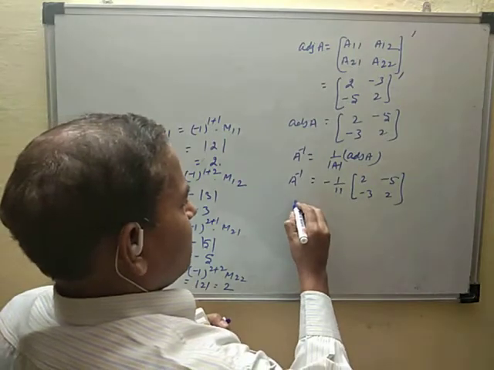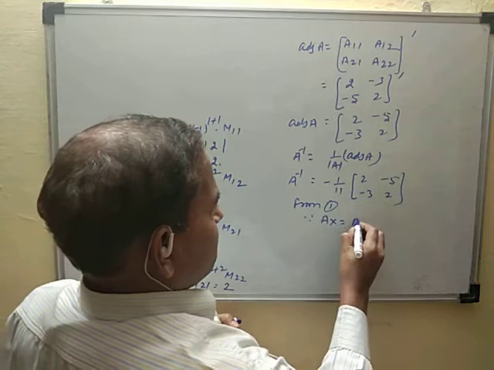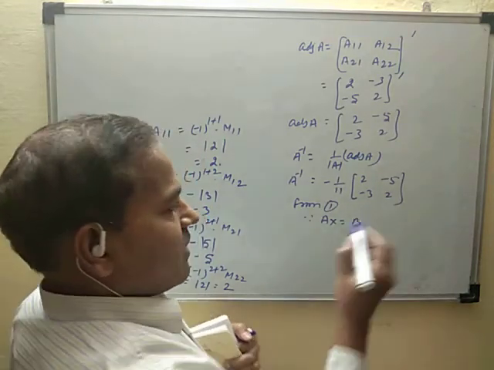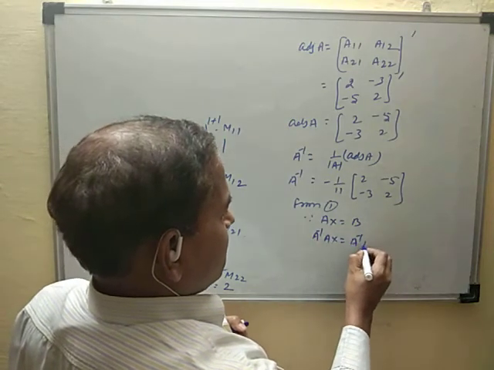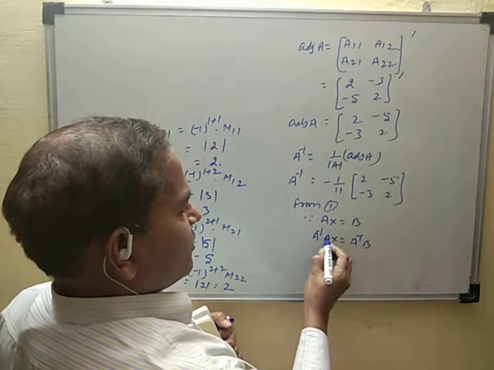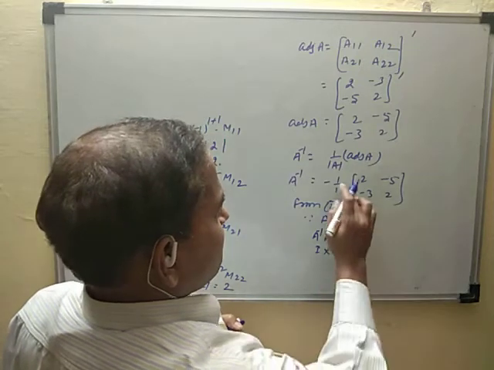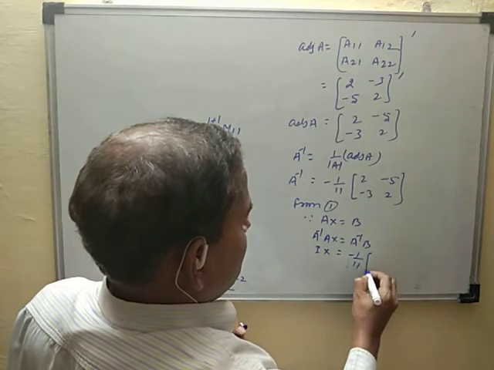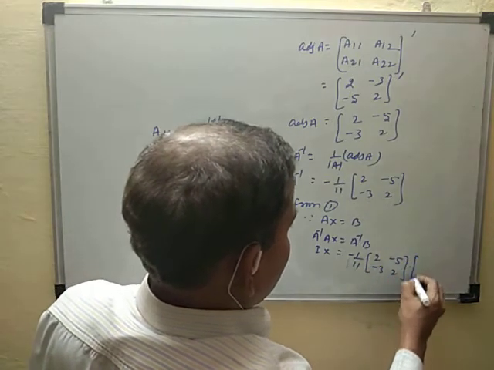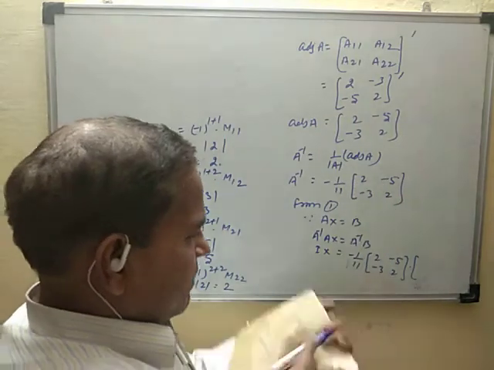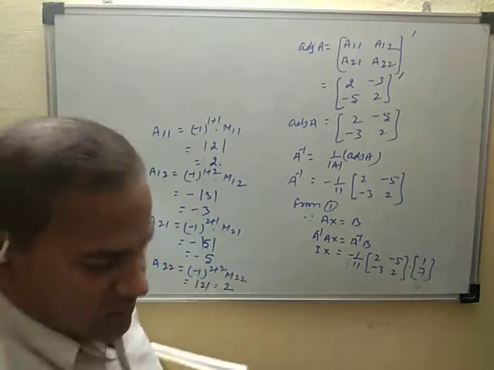So now from equation 1, since AX is equal to B, multiply A inverse on both sides. So A inverse into AX is equal to A inverse into B, and A inverse into A is equal to I, into X. Put the value of A inverse here. What is A inverse? Minus 1 by 11, 2, minus 5, minus 3, 2 into B. What is B? B is 1, 7. Now find their product.